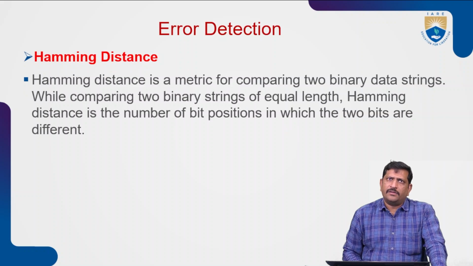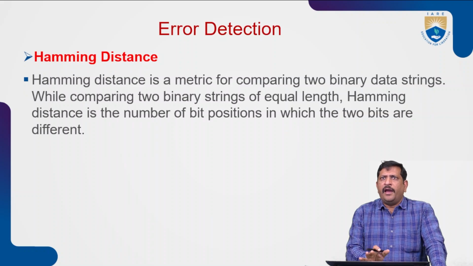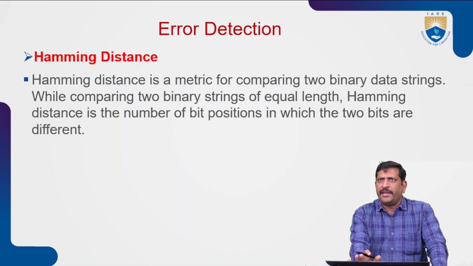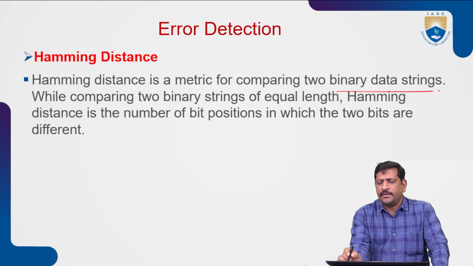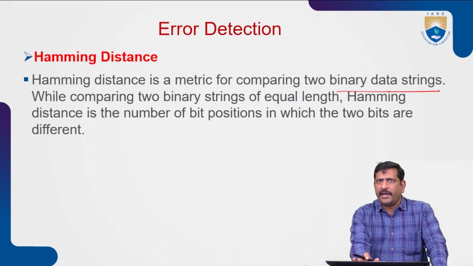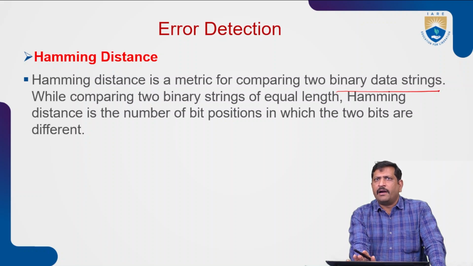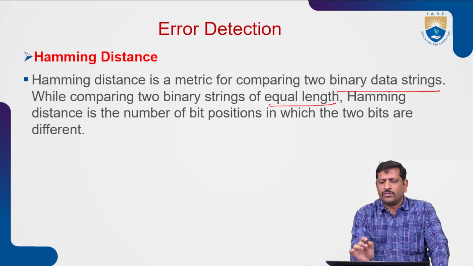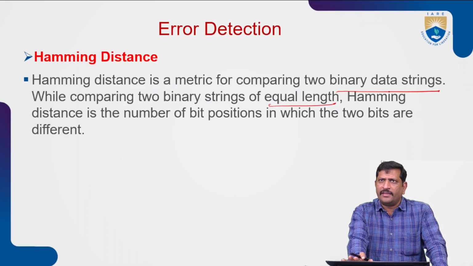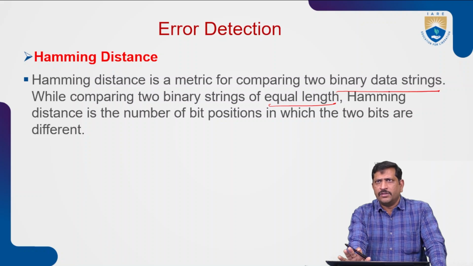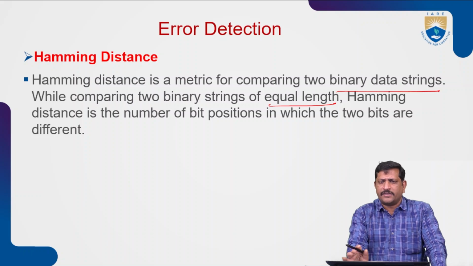Hamming distance. So what is the Hamming distance? Mainly, Hamming distance is a metric for comparing two binary data strings. By using the Hamming distance, we can compare two binary data strings of equal length. In a Hamming distance, the binary strings should be of equal length. Only if the binary strings are of equal length can the comparison be done. The Hamming distance is the number of bit positions in which the two strings are different.